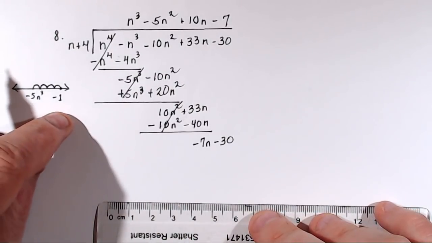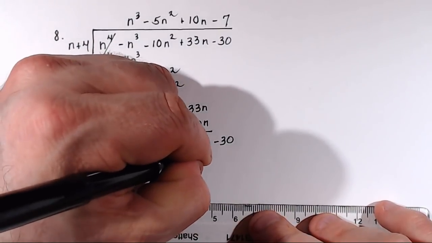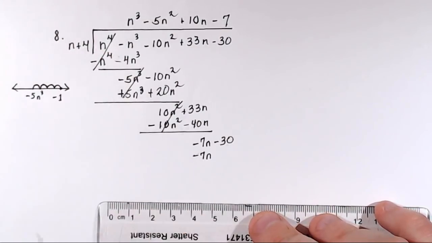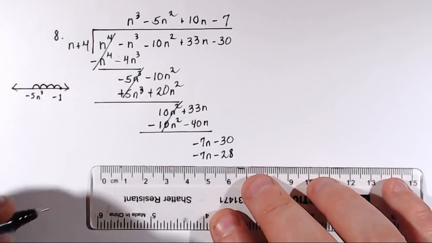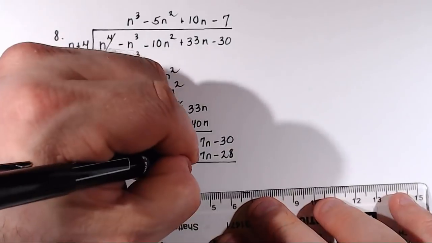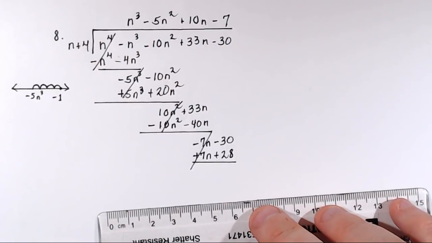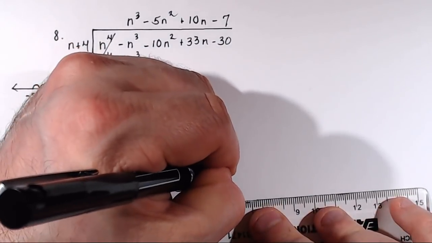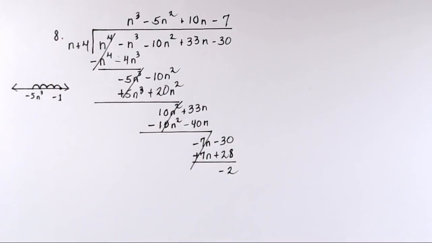So let's multiply through. Negative 7 times n is negative 7n. Negative 7 times 4 is negative 28. Draw a line and change the signs. These cancel, and now you have negative 30 plus 28. Negative 30 plus 28 is negative 2. We're down to where we've got a remainder.